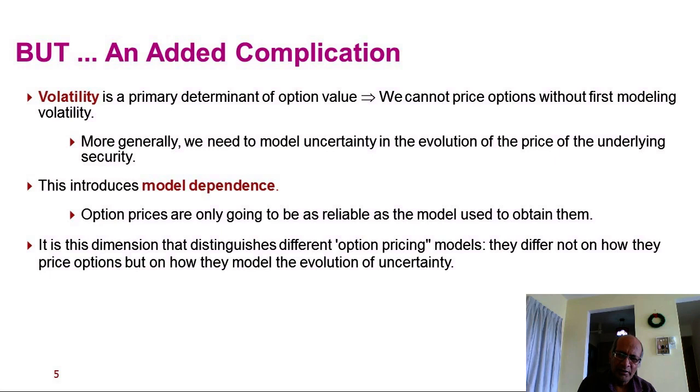The volatility is going to determine the option price more. It is so much dependent. Without the volatility component, you can't estimate the option price here. It is in this dimension that the different option pricing models are distinguished. They differ not only in how they price options, but also in how they model the evolution of the uncertainty. How do you capture the uncertainty? If you can capture the uncertainty correctly, that means your option price is correct.